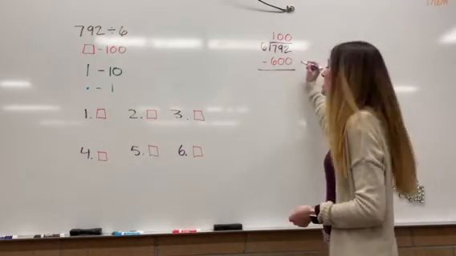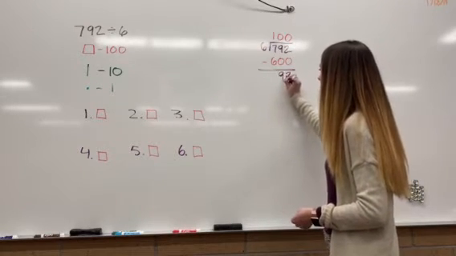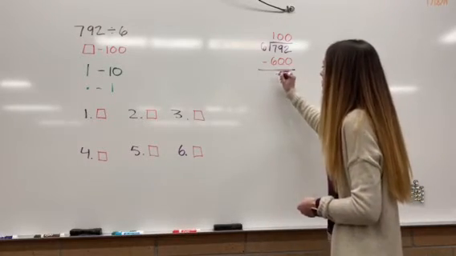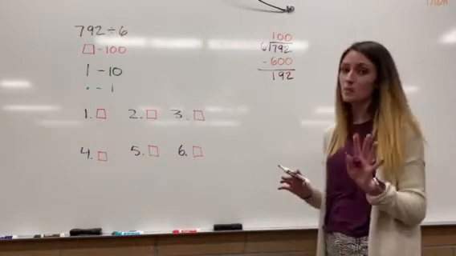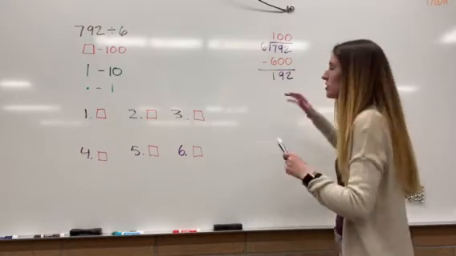2 minus 0 is 2. 9 minus 0 is 9. And 7 minus 6 is 1. Sometimes we say it like this. So if they start saying it like that, you'll understand.